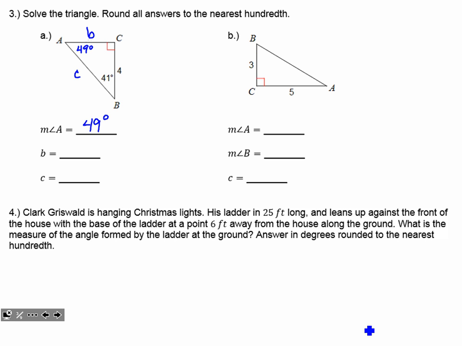I know that the tangent function, if I'm looking from my given angle of 41, the tangent of that 41 degree angle is equal to B over 4. So if I multiply both sides by 4, again, just setting that up using opposite over adjacent, I'll take tangent of 41 times 4, and I get 3.48.